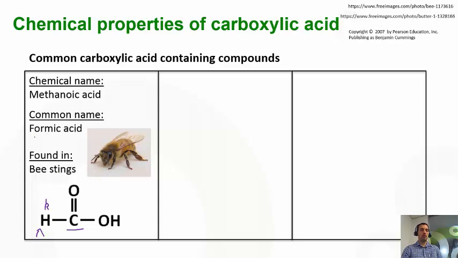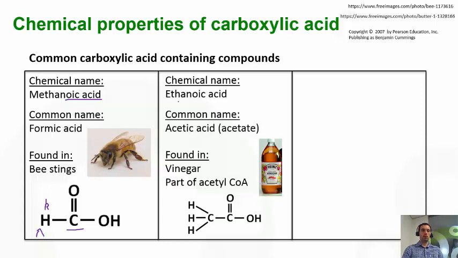So the common name for methanoic acid is formic acid, but be aware that this name doesn't tell you anything about the number of carbons, and it doesn't have that oic acid in it dictating that it's carboxylic acid, so it doesn't quite tell you as much about the compound. It's actually quite commonly found in insect stings, in particular bee stings. So it's one of the chemicals that will actually cause a reaction once you get stung by a bee.